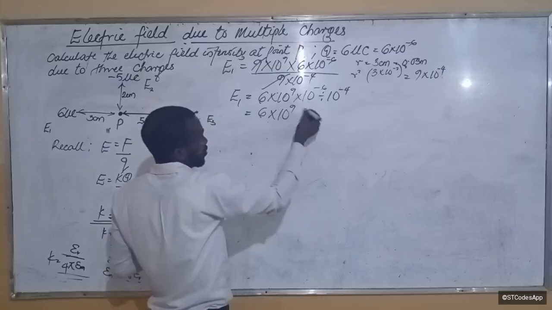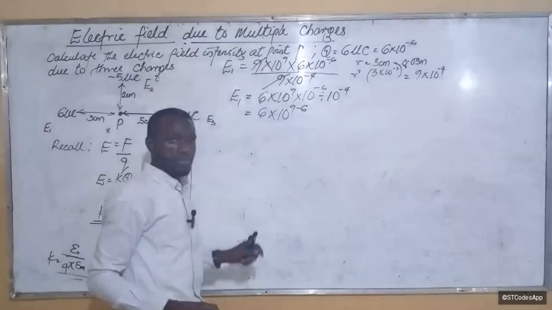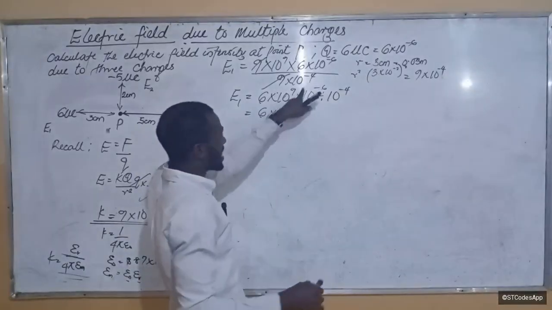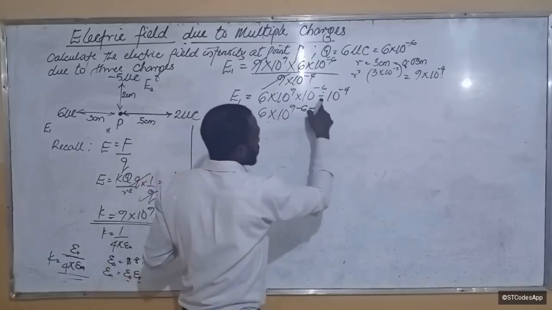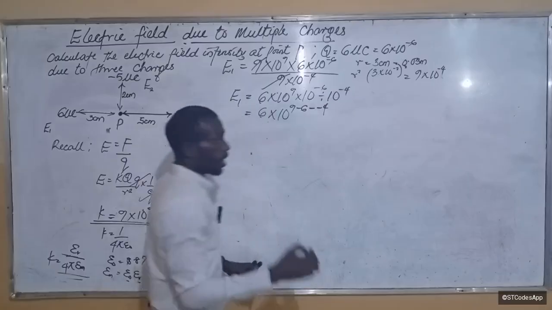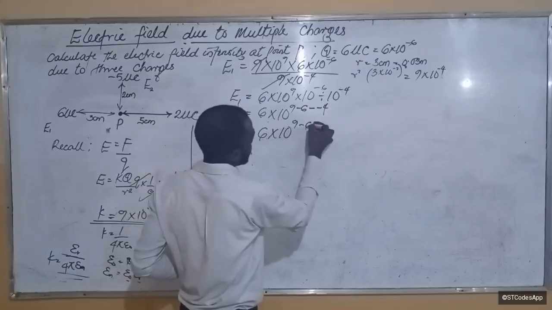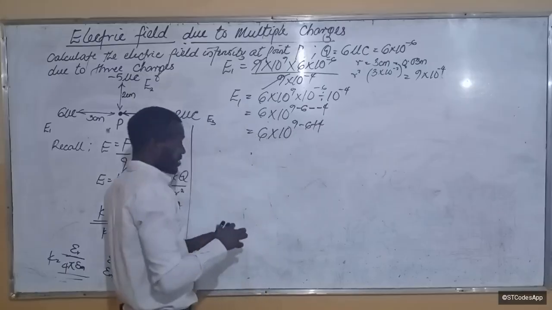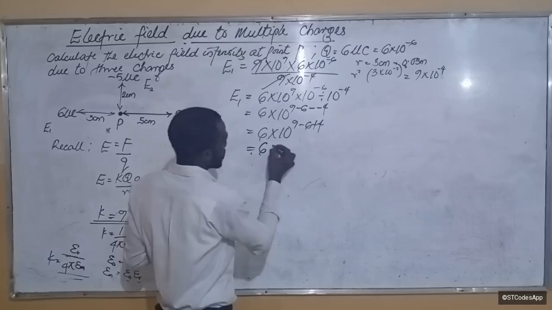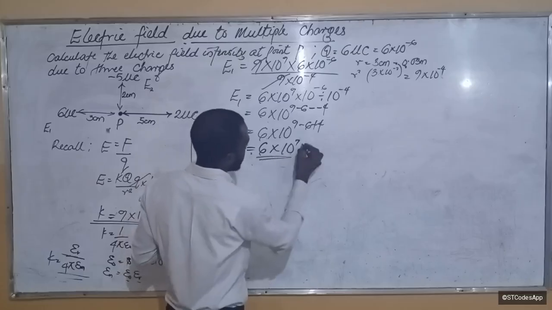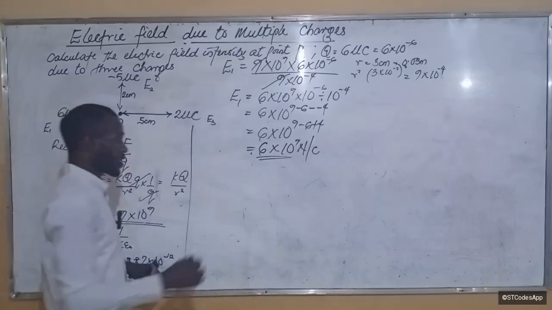Multiplication of base means addition of powers, that is plus minus 6, that's minus 6. Make sense? You will add this power. But division of base means subtraction of power, that's minus 4. I hope that is clear. So this becomes 6 times 10 to the power 9 minus 6 plus 4. By the time you solve that, this plus this is 13. 13 minus 6 becomes 6 times 10 to the power 7 Newton per coulomb, that's the unit. Okay, that's E1.